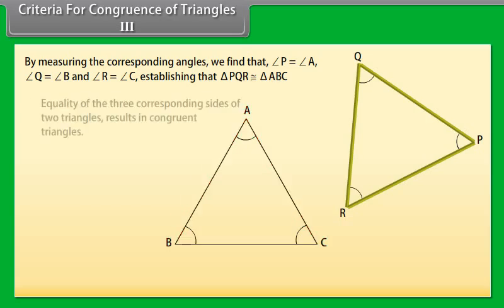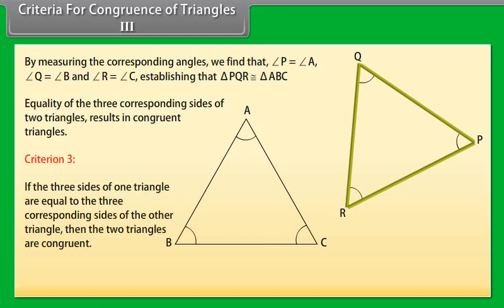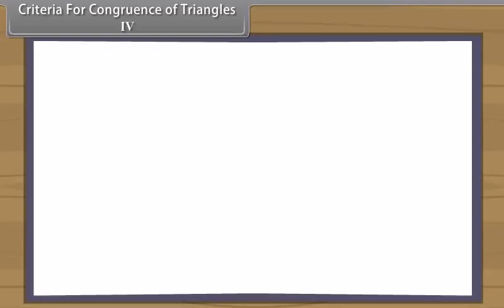This means that equality of the 3 corresponding sides of 2 triangles results in congruent triangles. Thus, we have criterion 3. If the 3 sides of one triangle are equal to the 3 corresponding sides of the other triangle, then the 2 triangles are congruent. This is referred to as SSS, side-side-side congruence rule.